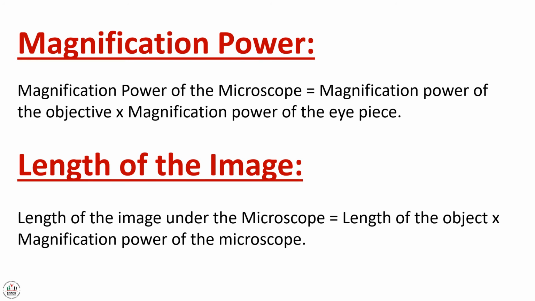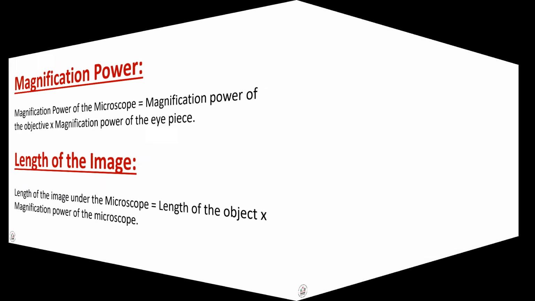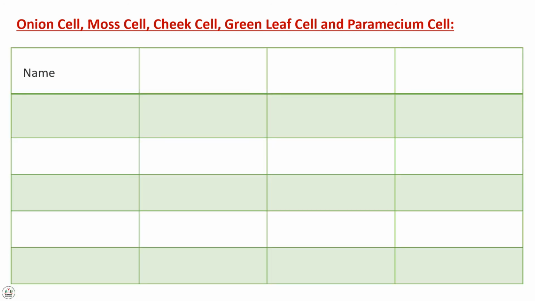the eyepiece. Okay. Onion cell, moss cell, cheek cell, green leaf cell, and paramecium cell. Now, the name of a cell is onion cell. Its shape is elongated. Its type is plant.